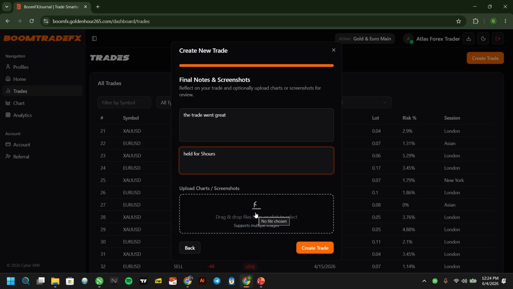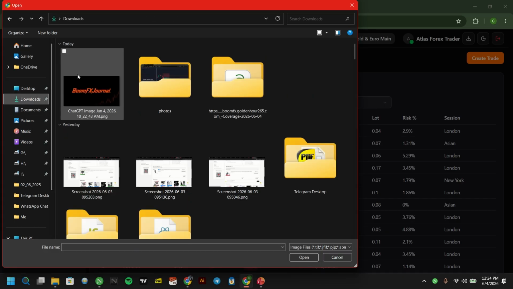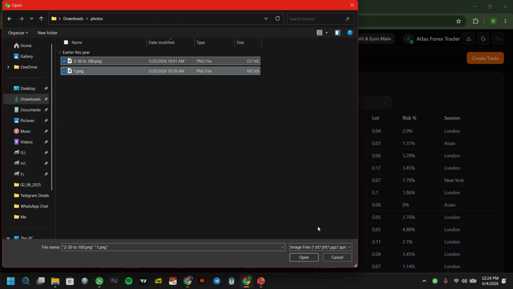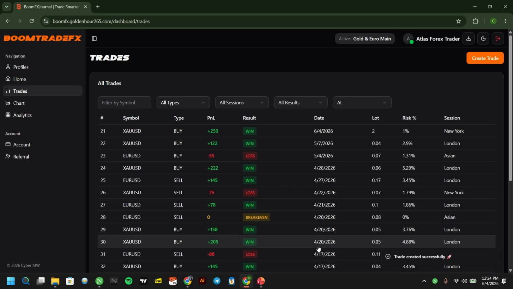And finally, let's upload our charts. As I said, whenever I enter trades, I take screenshots of those particular trades, and I upload them here. So let's click on it, and let me look at the photos. All right, so these are my screenshots, and I can create the trade. All right, it's done. Just like that, we have uploaded our trade, and we have our trade in the system.